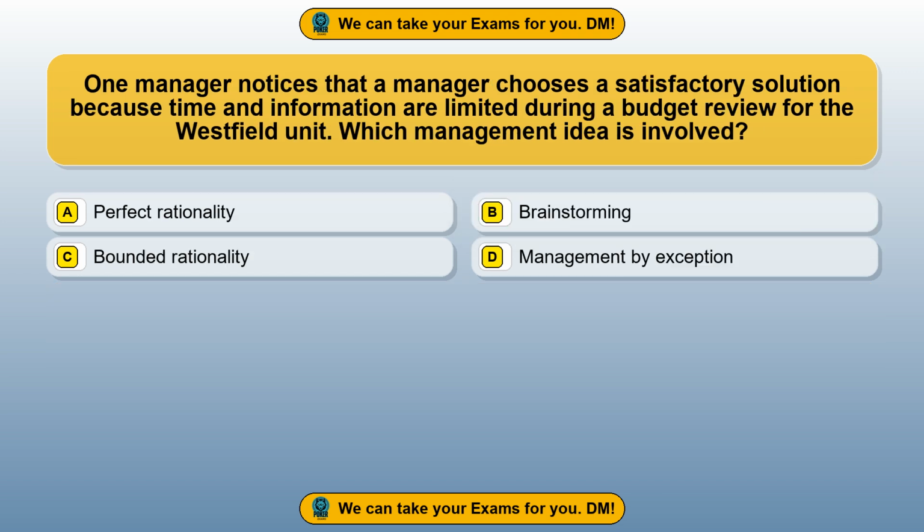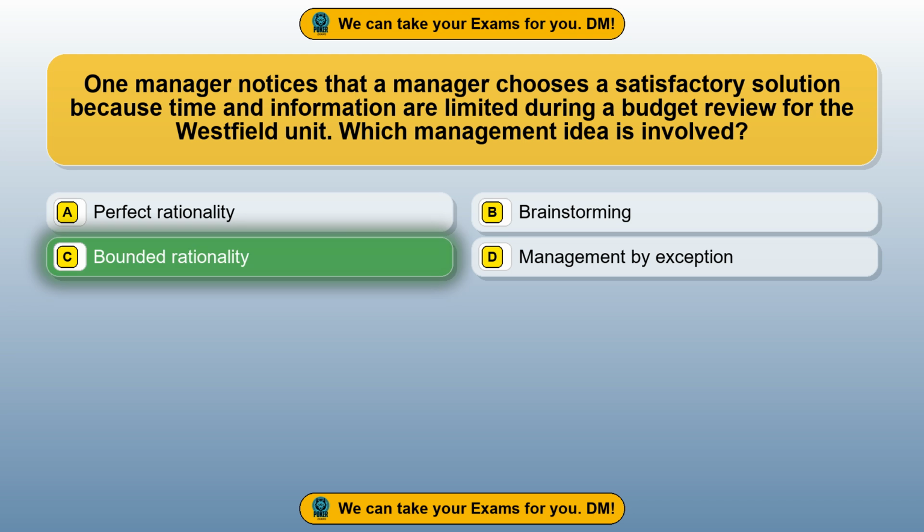Question 79. One manager notices that a manager chooses a satisfactory solution because time and information are limited during a budget review for the Westfield unit. Which management idea is involved? Option A, perfect rationality. Option B, brainstorming. Option C, bounded rationality. Option D, management by exception. The correct answer is option C, bounded rationality.